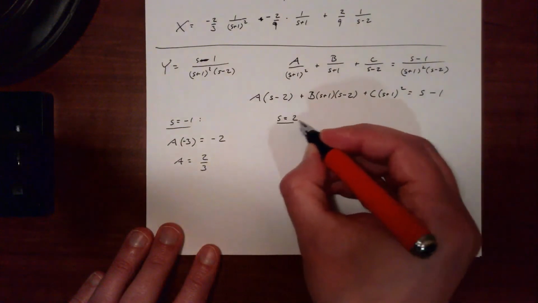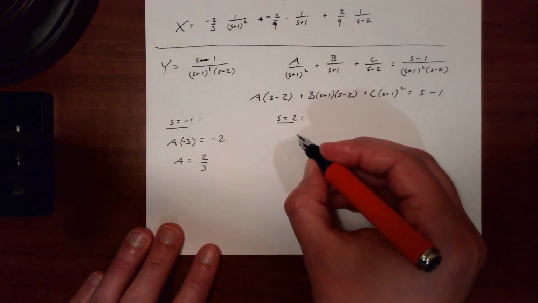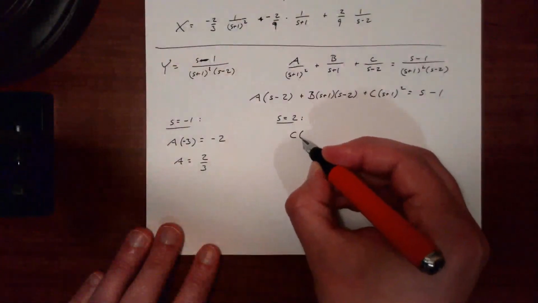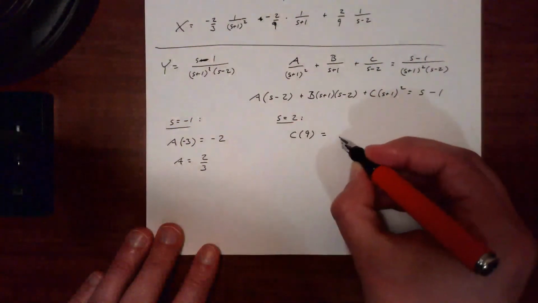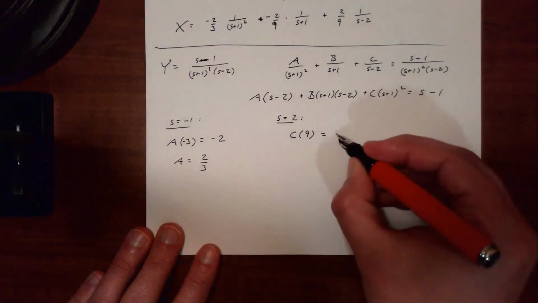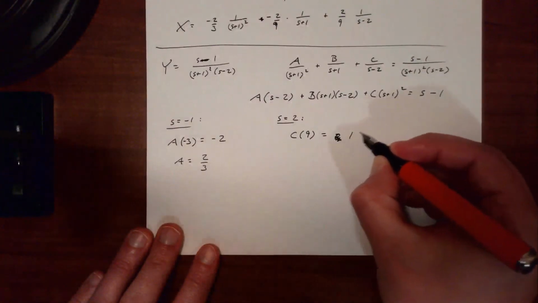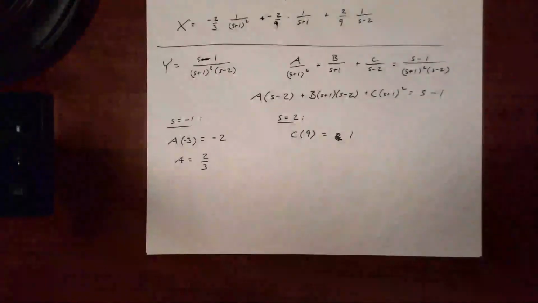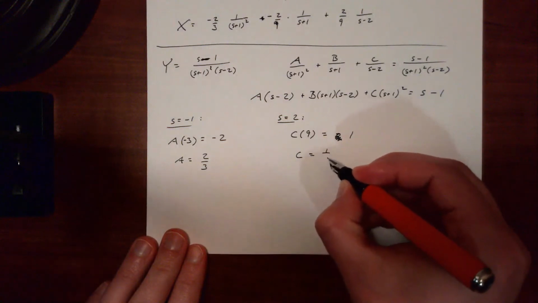S equals 2 seems like a nice value to try. Everything cancels except for the C term, so it's going to be C times 3 squared, so it's going to be 9, and that's going to equal 2 minus 1. Sorry, 1. I can do differential equations, but I can't subtract. All right. So then, what's that going to mean? Then C equals 1/9.